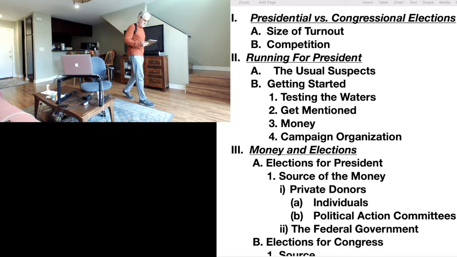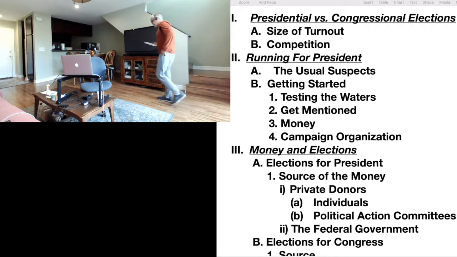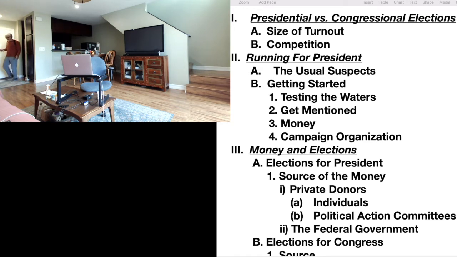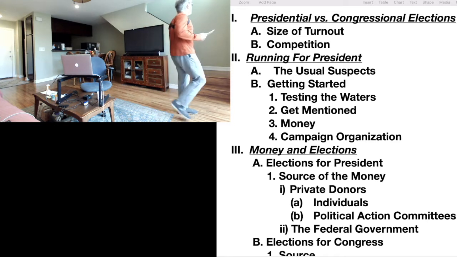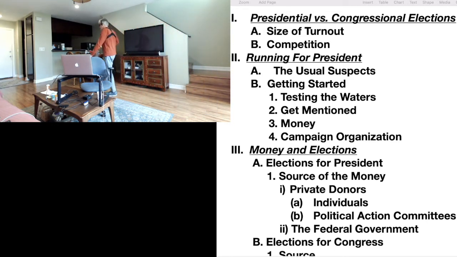Roman numeral number two. Running for president. Okay. Running for president. Point A, the usual suspects. You know, if you ever watched the classic movie Casablanca, which I am very fond of, every time there is a crime, the French police officer in charge of Casablanca, which is a city in Morocco, he always goes out and says, round up the usual suspects, right? So who are the usual suspects who run for president? Are they like ordinary folks like you and me? Hell no.